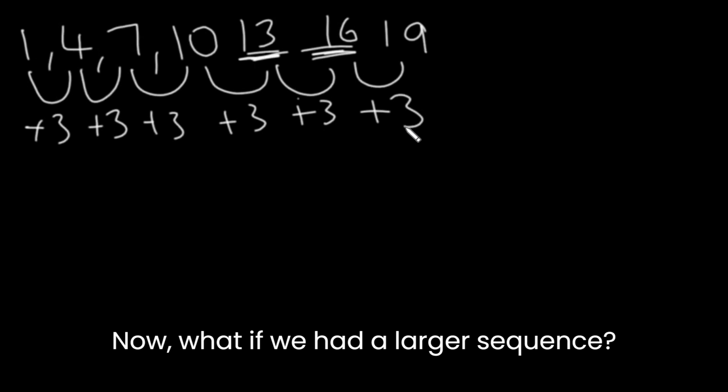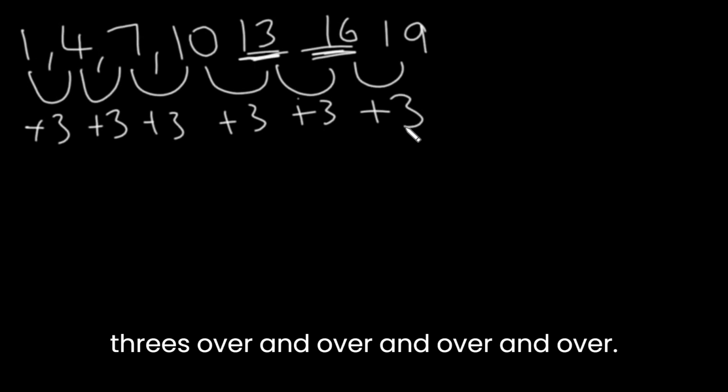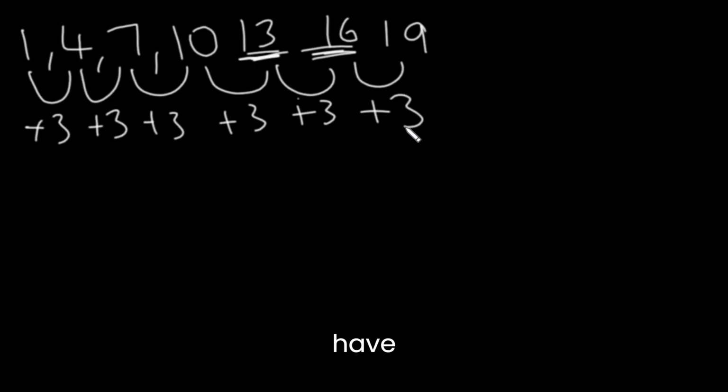Now, what if we had a larger sequence? We couldn't just add the 3's over and over. If we had 1,000 digits in the sequence, we'd have to add 3 1,000 times. Let's try and find a formula.